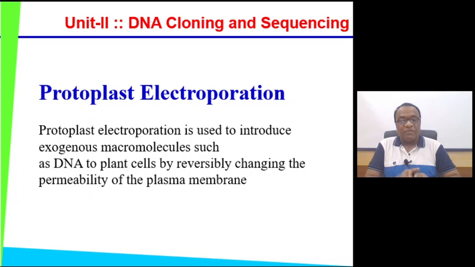Right? So the voltage and capacitance intensities, the pulse duration, the electroporation buffer composition, and the concentrations of the protoplast and DNA, that is with respect to both vector and carrier, should be optimized to achieve a successful transformation of protoplast by electroporation. So all these are very, very important.